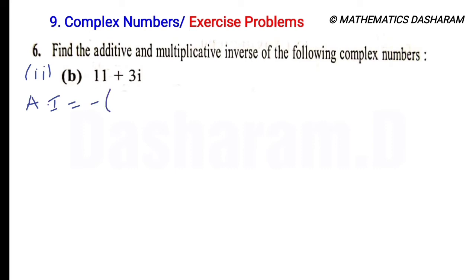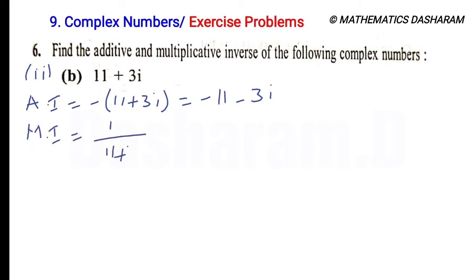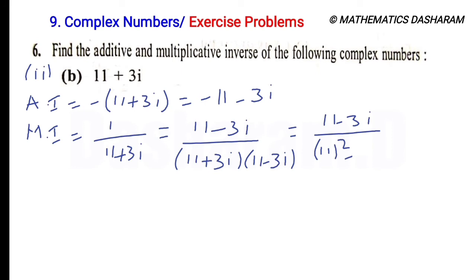Next, B question: 11 plus 3i. So the additive inverse is minus of 11 plus 3i. So it is equal to minus 11 minus 3i. Next, the multiplicative inverse is equal to 1 divided by 11 plus 3i. So now take the conjugate of the denominator. So 11 minus 3i divided by 11 plus 3i into 11 minus 3i, whole square. So it is equal to 11 minus 3i.